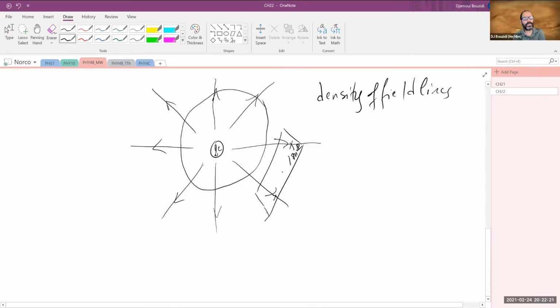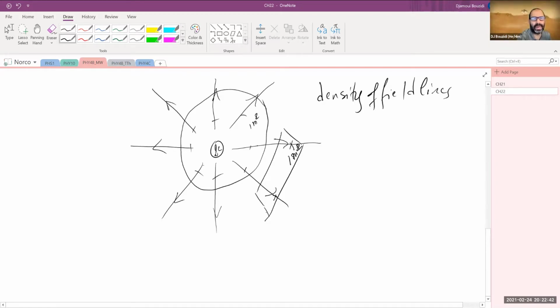That means that this is how many field lines I have. I have 2 per square meter. Now, if I make this area a lot smaller, like this one, I'm counting 1, 2, 3, 4, 5, 6, 7, 8. So I know there are 8 field lines per square meter. I'm assuming this one is also a square meter.